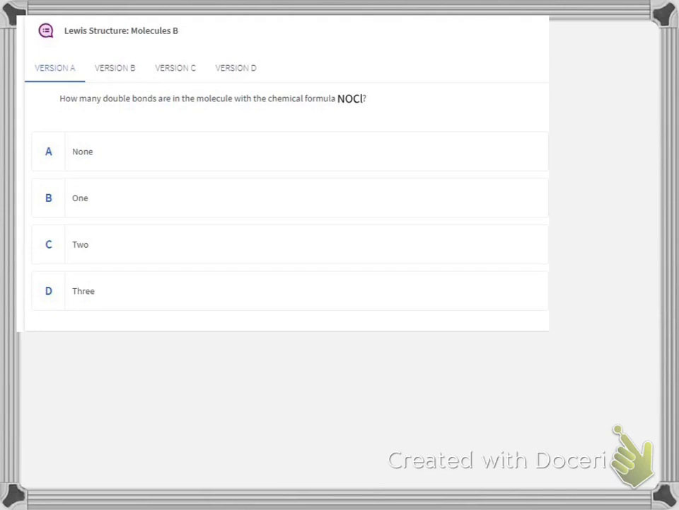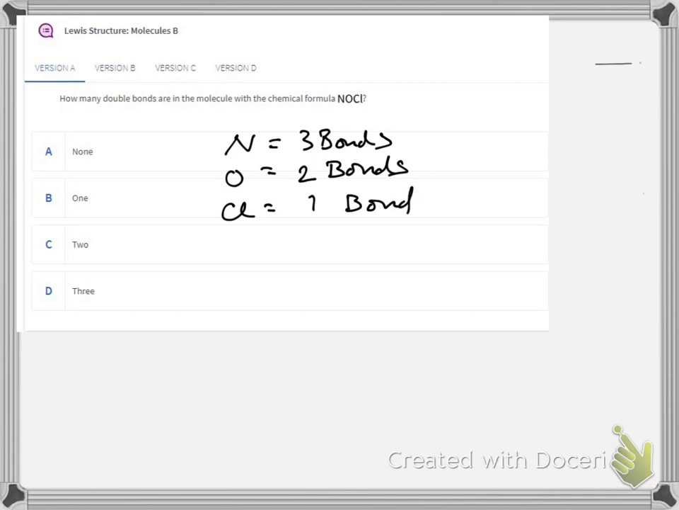Okay, so how many double bonds are in the molecule of NOCl? Right, so nitrogen is 3 bonds, oxygen is 2 bonds, and chlorine is 1 bond. Well, we get that from the periodic table. Okay, so first we put the atom with the largest bonding capacity. And remember, there are 2 ways nitrogen can be a central atom. It can form 3 single bonds, or it can form a double bond and a single bond. Okay, so let's take a look at that method.